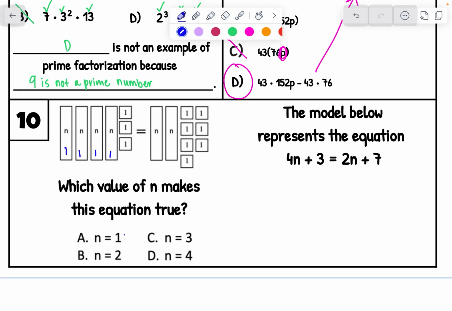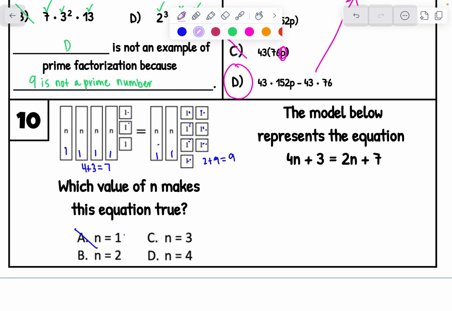Remember, I'm taking the 1 first. So 1 times 4 is 4 plus 3. So 4 plus 3 is 7. So in order for this to be the right answer, I want to get 7 over here. So 1 times 2 is 2, and 2 plus 7, well, that's 9. 1 can't be our answer.